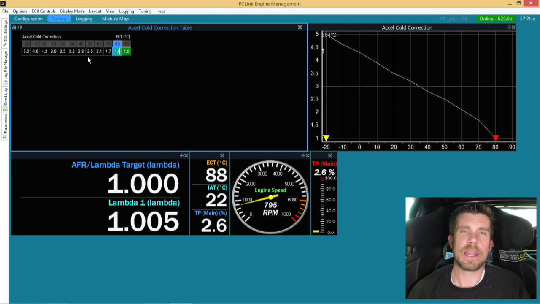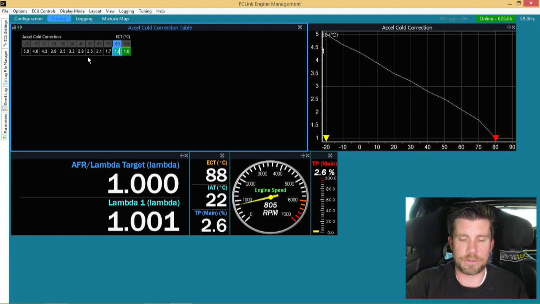Now it's important to understand that it's a little bit like tuning cold start enrichment on an engine anyway. All of these aspects interact and work together, and generally you're not going to be able to tune the acceleration cold correction, I should say, until you've got your whole engine tuned, you've got your cold start tune, and you've got your base acceleration enrichment tuned at a normal operating temperature. And this is where we sort of get into a lot of the parameters in tuning that do take a little bit longer.